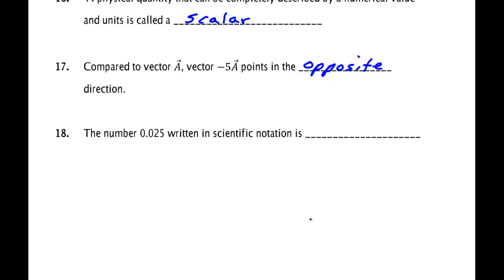The number 0.025 written in scientific notation would be 2.5 times 10 to the minus 2. And that takes care of all the problems other than the bonus, which I'll cover in the next video.